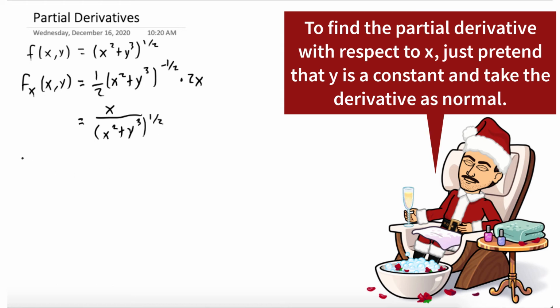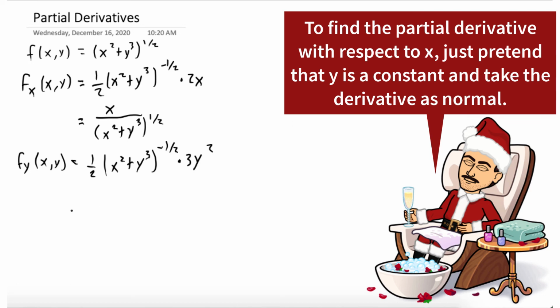And now to find the partial with respect to y, we do the same thing except we treat x as a constant. So we bring the power in front, drop 1 from the exponent, so it's x squared plus y to the third to the negative 1/2, and times the derivative of the inside. Using the chain rule, that's 3y squared.